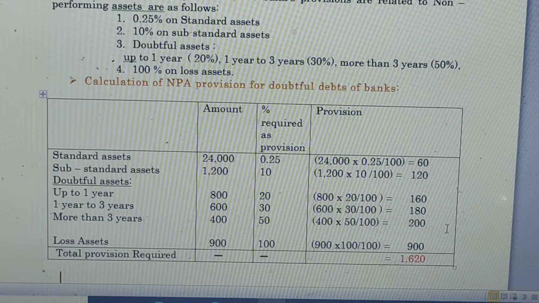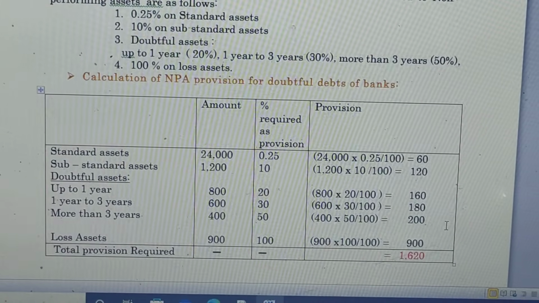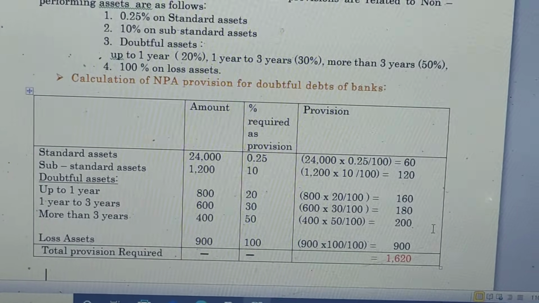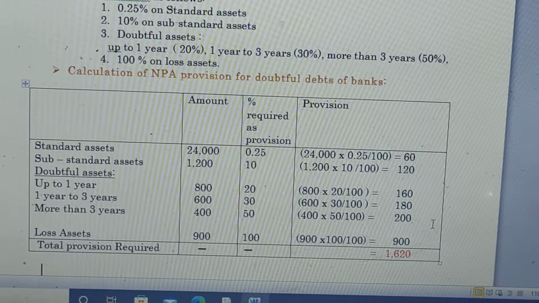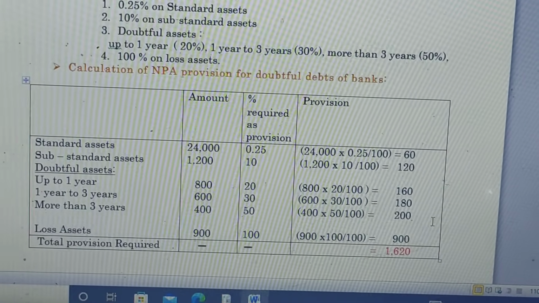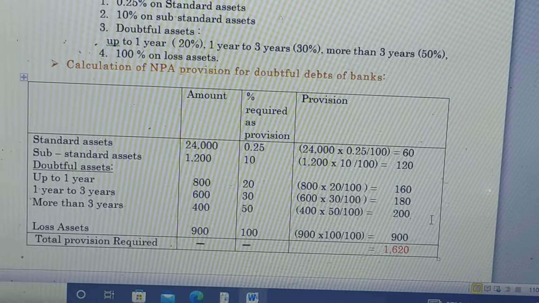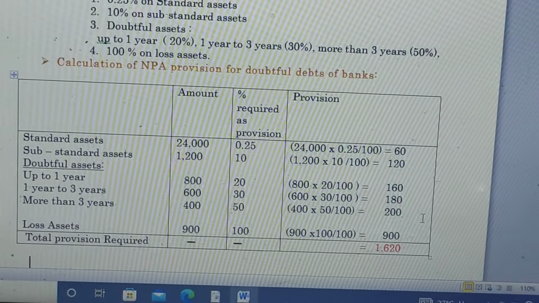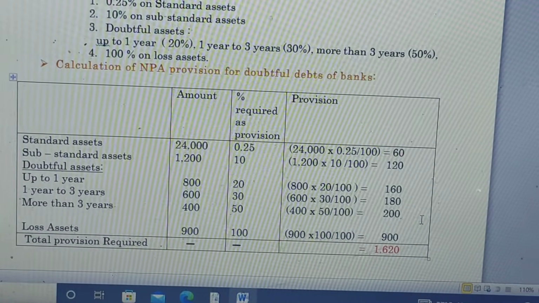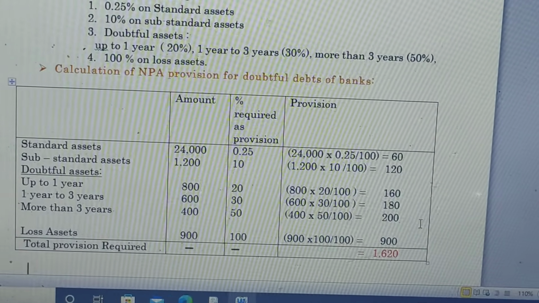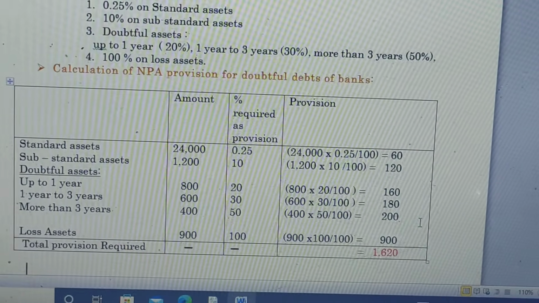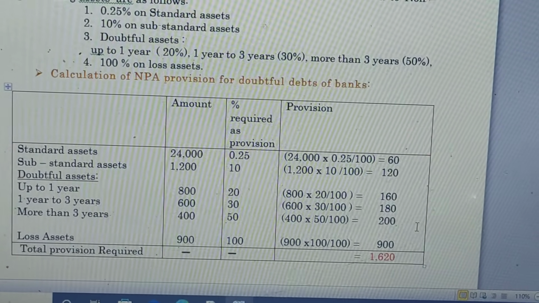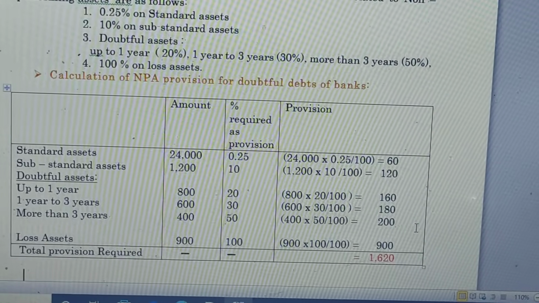First we have to frame the particular column, amount column, percentage required as provision column and amount of provision column. In the particular column we have to mention standard assets. The amount is rupees 24,000, which we mention in the amount column, and the percentage of provision is 0.25 as per the RBI guidelines. Then the amount of provision is 60. It means 24,000 multiplied by 0.25 divided by 100.